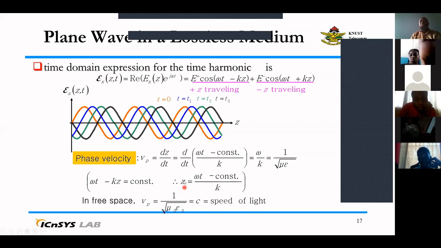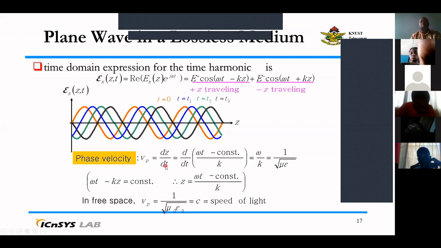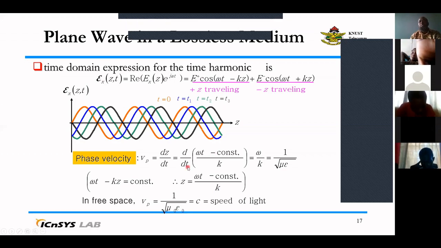And now, since z is a distance, we can differentiate z with respect to t. If we differentiate z, which is a distance, with respect to t, we get a velocity. This velocity is called Vp, or the phase velocity. So the phase velocity is dz/dt. And what is z? Z is (ωt − constant) divided by k. If you differentiate this one with respect to t, this will be ω, but the constant, if you differentiate with respect to t, it has to go to 0. And then this is divided by k. So you have ω divided by k.